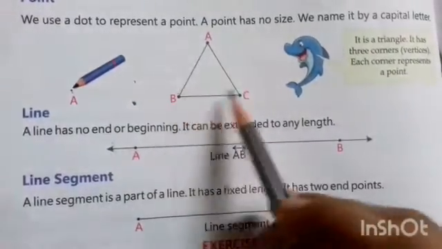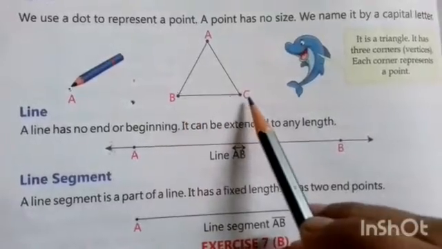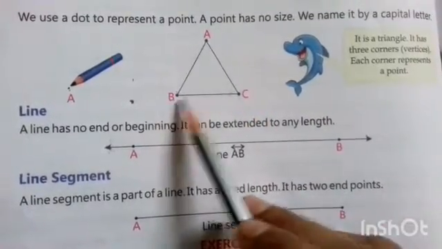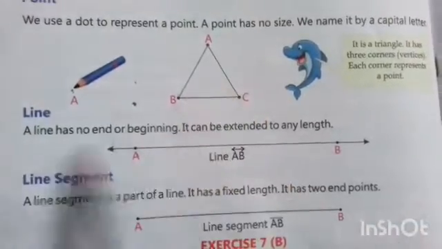Just see this shape, that is a triangle. It has 3 corners, that are called vertices. Each corner represents a point, and each corner A, B, C is a point, okay.